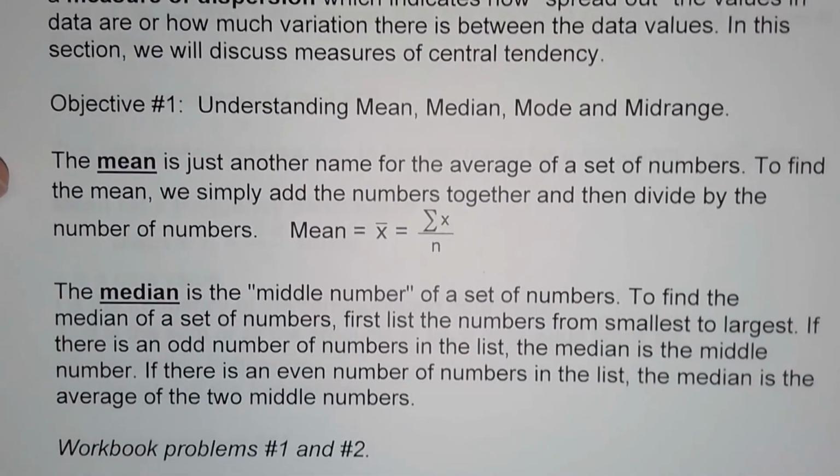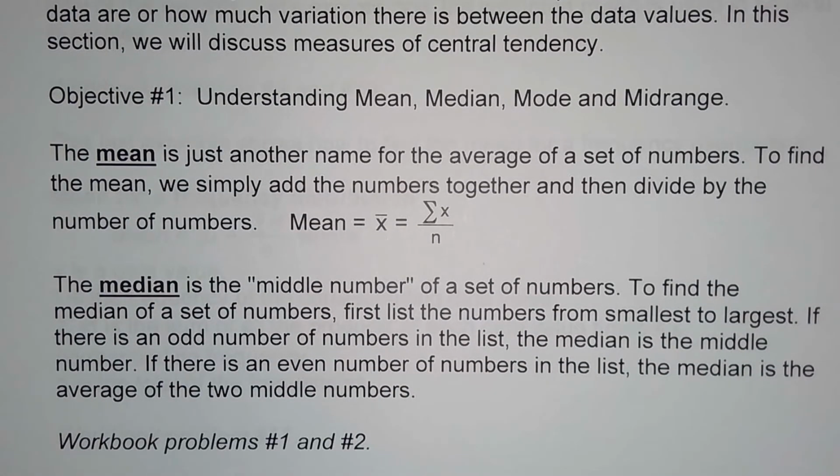The median is the middle number of a set of numbers. To find the median of a set of numbers, first list the numbers from smallest to largest. If there's an odd number of numbers in the list, then the median is the middle number of that list. If there is an even number of numbers in that list, then the median is the average of the two middle numbers.